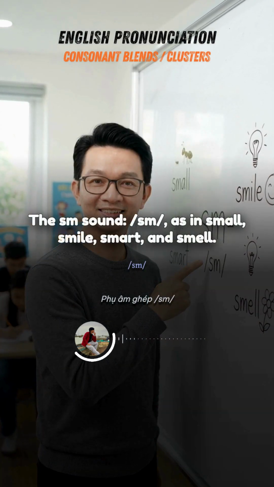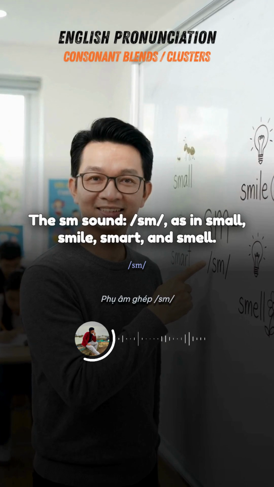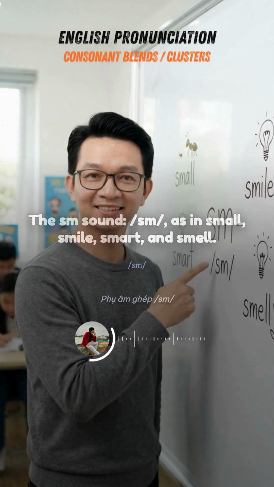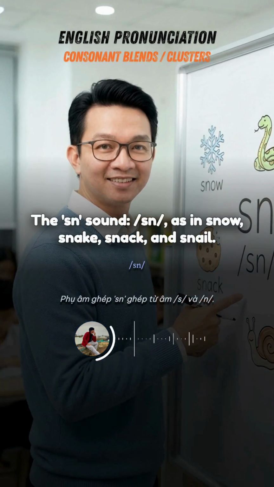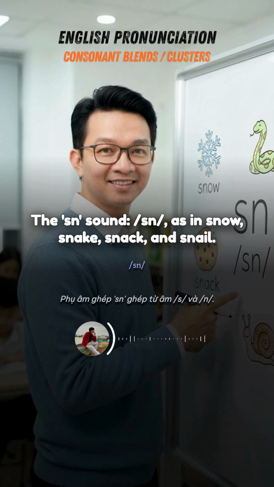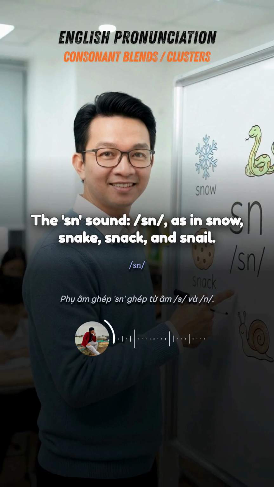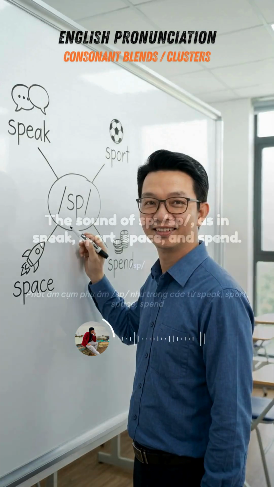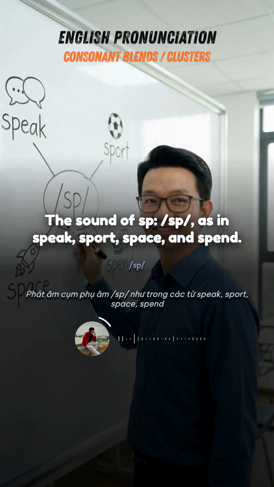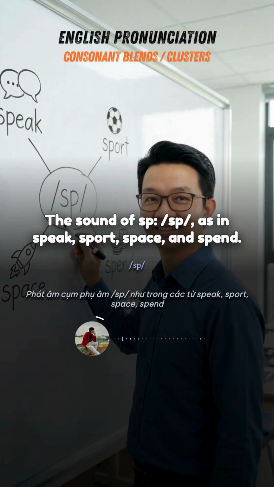The sm sound, as in small, smile, smart, and smell. The sn sound, as in snow, snake, snack, and snail. The sound of sp, as in speak, sport, space, and spend.